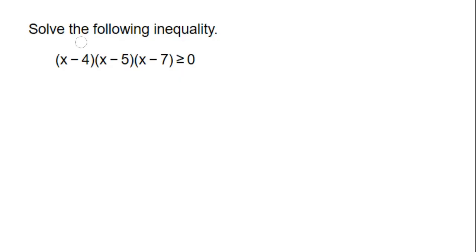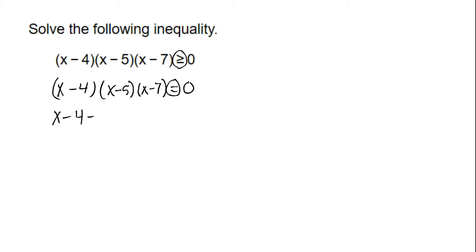This question says, solve the following inequality: x minus 4 times x minus 5 times x minus 7 is greater than or equal to 0. Now this is what we call a polynomial inequality. And to solve a polynomial inequality, we need to find first the x-intercepts.